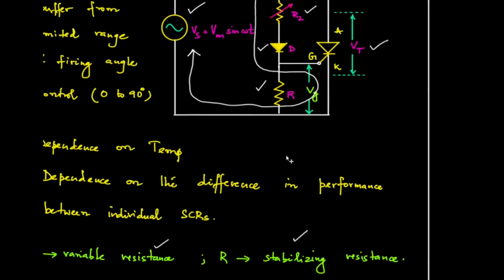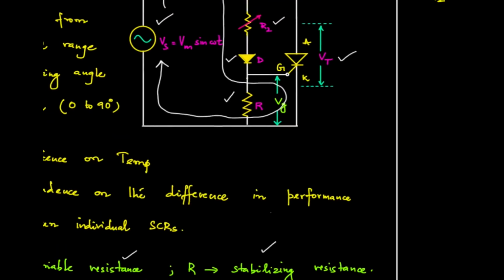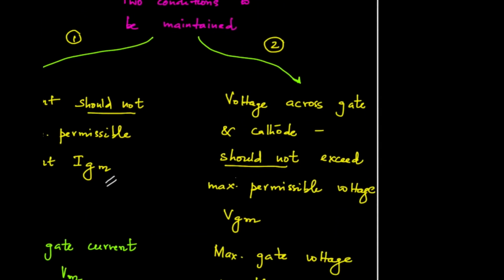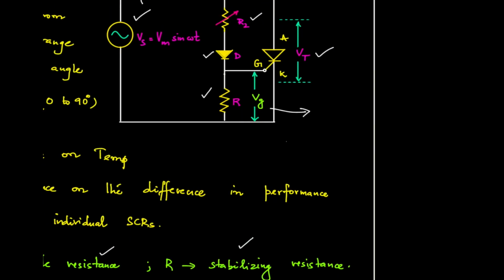Okay. Second condition is that the voltage across the gate and cathode, that is this voltage VG. Okay. This is the voltage across the gate and the cathode. This voltage should not exceed the maximum permissible voltage VGM. Again, this also has a maximum permissible voltage which is VG max, which we write as VGM. So this VG shouldn't exceed VGM.